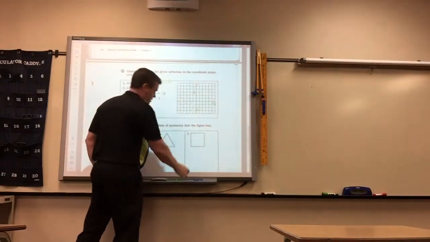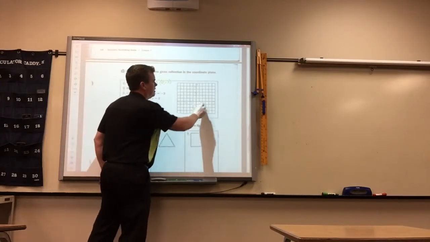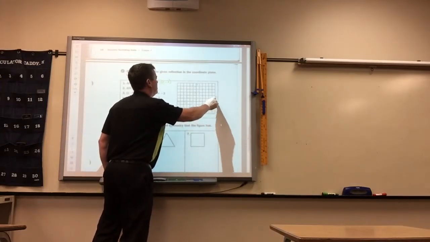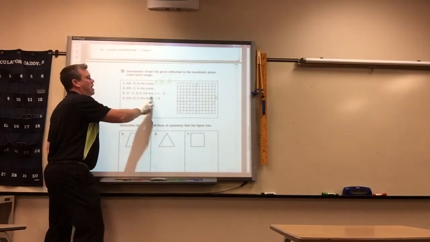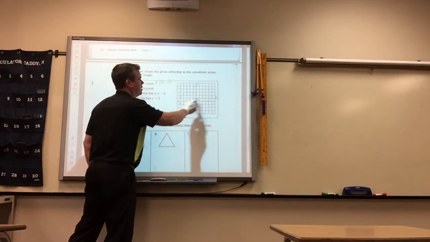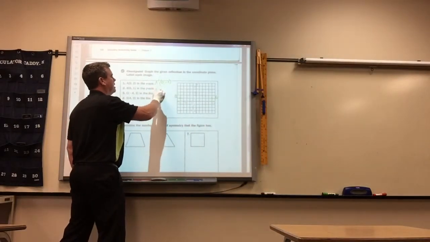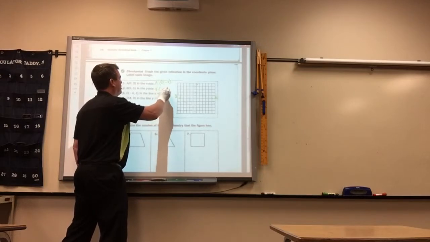B is 5, 1. 5 over 1 up is B. Reflect that in the y-axis. So it's going to flip this way. So it would flip to here. It's 5 away, so you just go 5 over there. So B prime is left 5 and up 1.